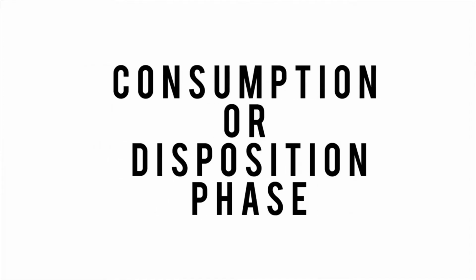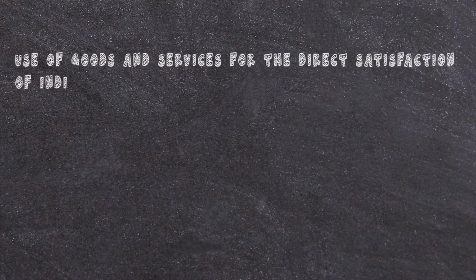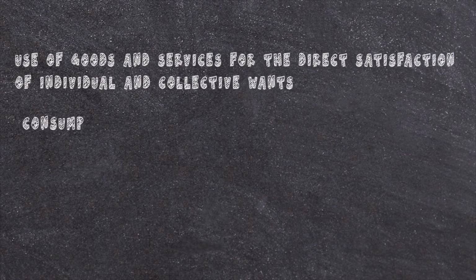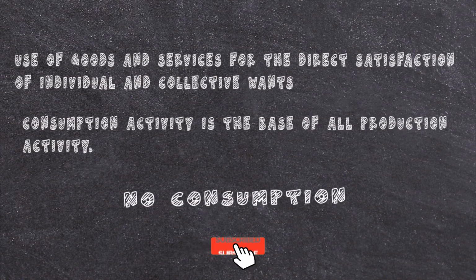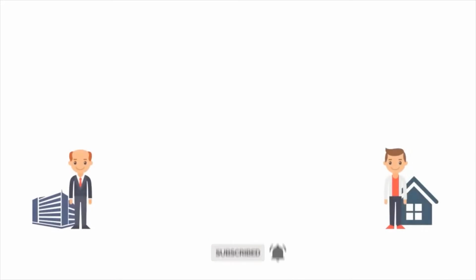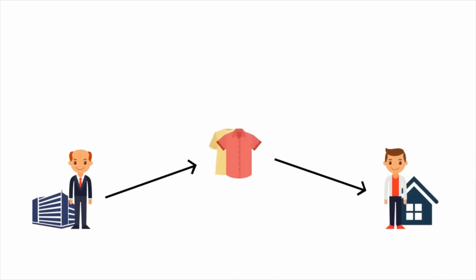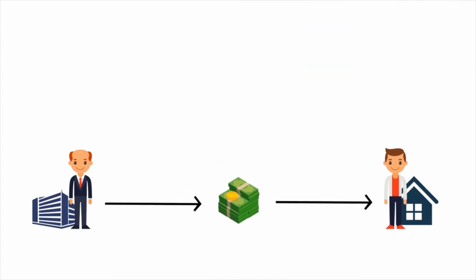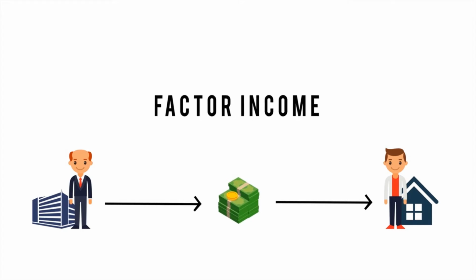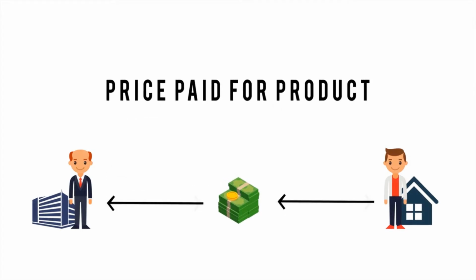So from this we have our third phase, which is the consumption, or disposition phase, which is concerned with the use of goods and services for the direct satisfaction of individual and collective wants. Consumption activity is the base of all production activity, for if not for consumption, there would have been no production. In this phase, the firm offers their product to the household for consumption, which household purchases, with the use of the factor income earned from firms, by providing factor services. Thus the income generated by firms, and distributed to household as factor income, reaches back to firms, as the price paid for the product.